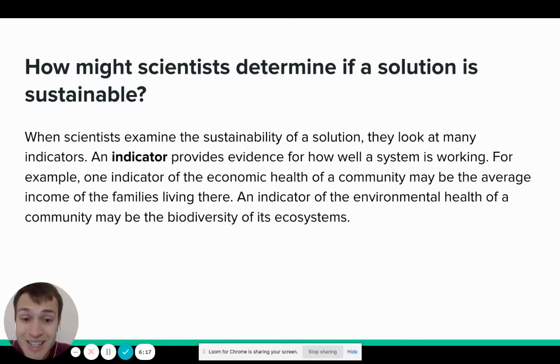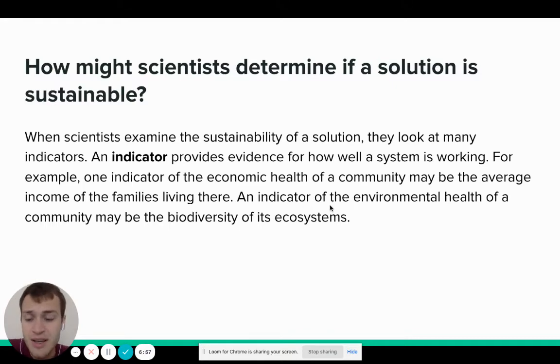So biodiversity is an indicator of an ecosystem's health. It shows how healthy an ecosystem is. Similarly, if we want to talk about the local economy, an indicator of the local economy's health would be the average income of the families living there. So on average, how much money do the people in that area make? If it's very high, then we know that that local economy is very healthy. If the average income is kind of low, if people don't make a lot of money, then we know actually that economy is probably not very healthy.